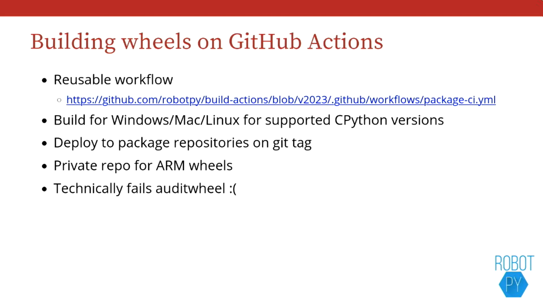Now, our wheels do technically fail auditwheel, which is the manylinux auditor. And this is because of our cross-package library dependencies. They do otherwise satisfy manylinux, as of last time I checked. So we just end up renaming the wheels in CI just before we upload to PyPI. And we haven't had complaints, so I'm pretty sure it works.